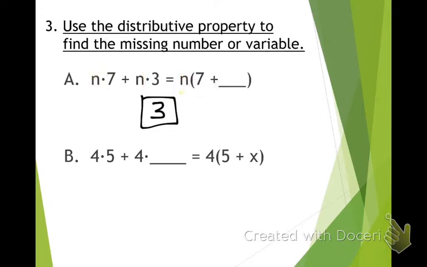Problem B. 4 times 5 plus 4 times something is the same as 4 times 5 plus x. What should go in the blank? X. All right, so you can see right here, this 4 goes with this. And then last, you can see left is 5 plus blank, and this is 5 plus x. Therefore, you want x to go into that blank right there. So your correct answer is x. Any questions?